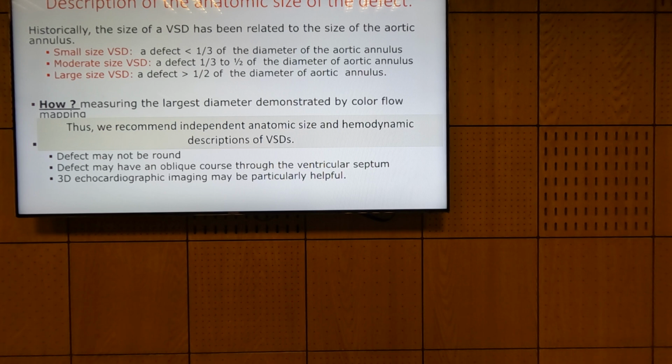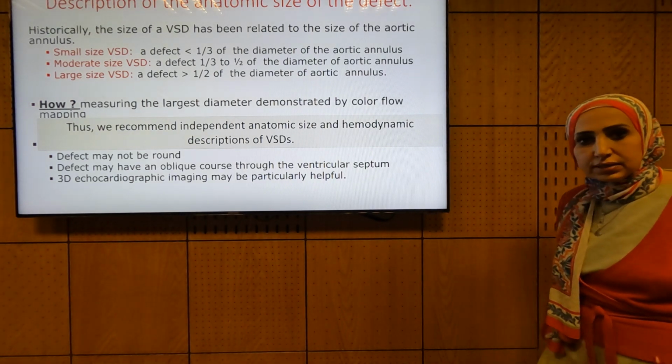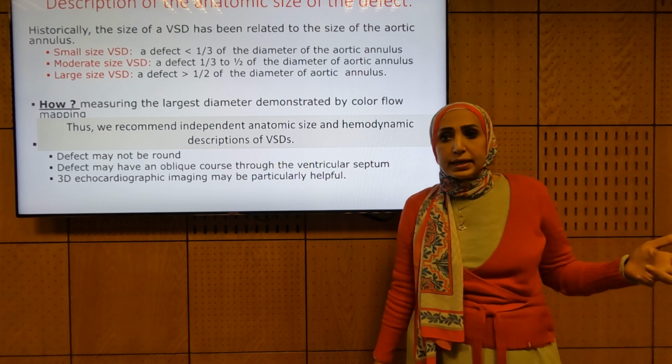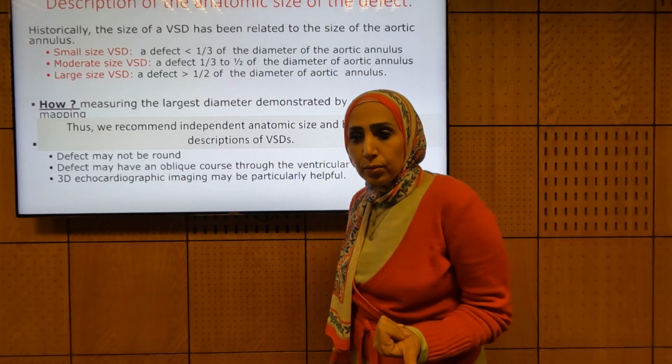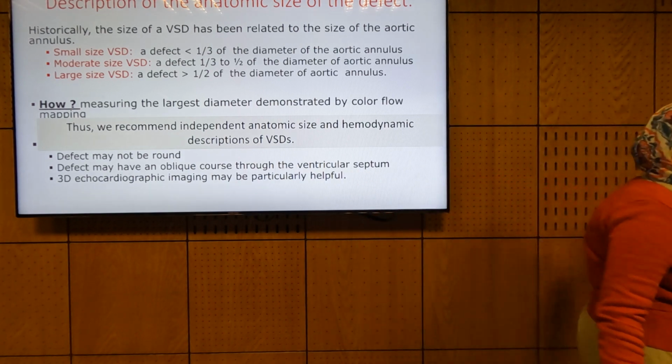Okay, to recap again, the 4 points about the anatomy are the exact size of the VSD, the relation of the VSD to the valves, the complicating factors according to the type of the VSD, and the size of the VSD with this concern.